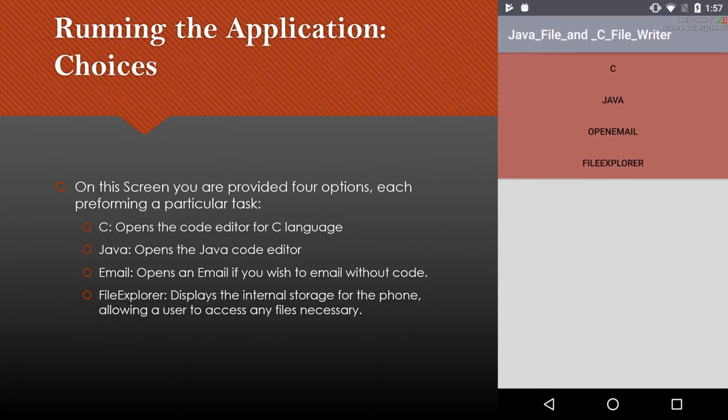So once you've logged in, you get to the meat of the application. Here you can do one of four things at the current moment. You can open the C editor, which opens C files, or the Java editor, which can open Java files. You can open email, for those who are working in the app and wish to shoot off a quick email. And then the File Explorer, which allows you to select other applications.